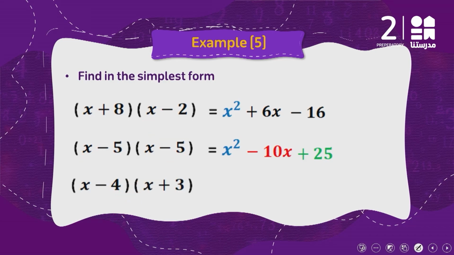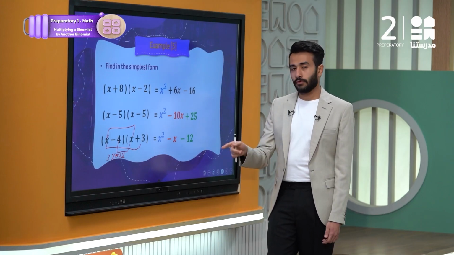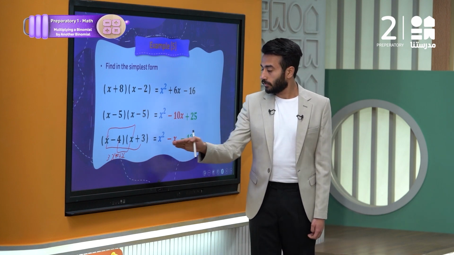Another one. Here's x minus 4 and x plus 3. X times x, it's x squared, or x power 2. Now x times 3, 3x. Now negative 4 times x, it's negative 4x. 3 minus 4, it's negative 1, so negative 1x. And then at the end, negative 4 times positive 3, it's negative 12. Here's the answer using inspection. For sure, if you used the same way or the first way, you can find the same answer.